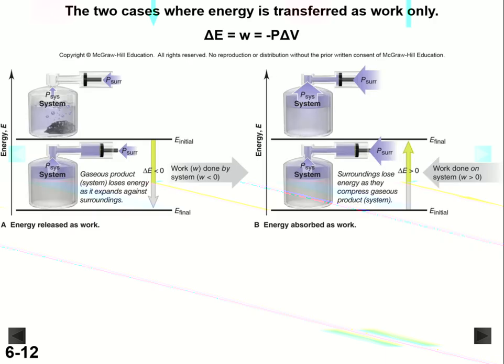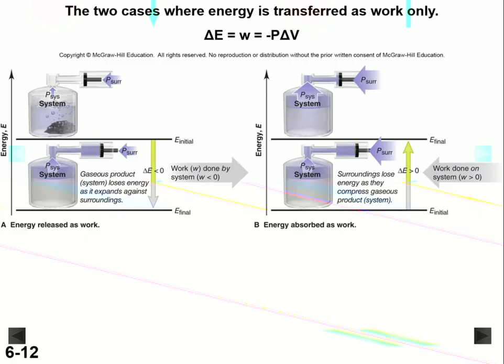We'll look at a case here where we have no heat transfer. We only do energy transfer via work. So now delta E is equal to W. Q is 0, and W is equal to minus P delta V. We're just doing what we call PV work: pressure times change in volume.